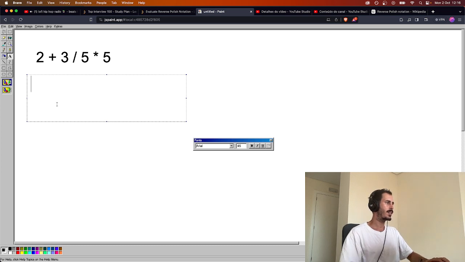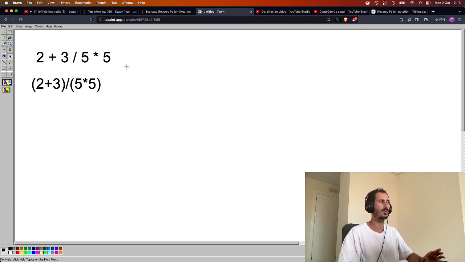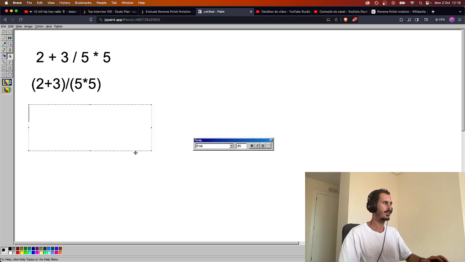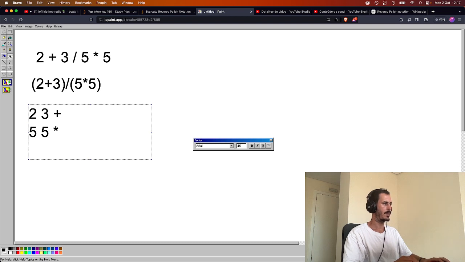So let's say we want to do 2 plus 3 divided by 5 times 5, and this is our intention. So we need to do 2 plus 3, which we represent with 2, 3, and a plus. And then we also want to do 5 times 5. And then we want to divide the first result by the second. So it's 2, 3, plus, 5, 5, times, and then division.